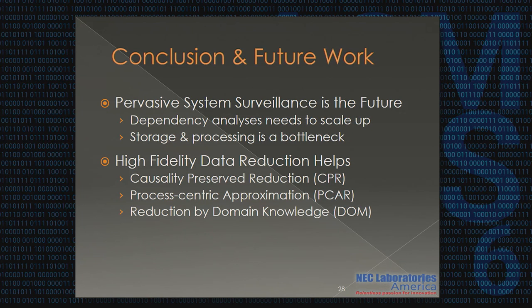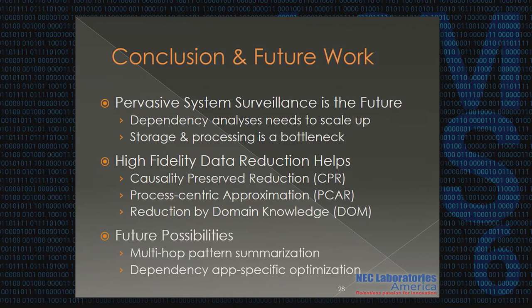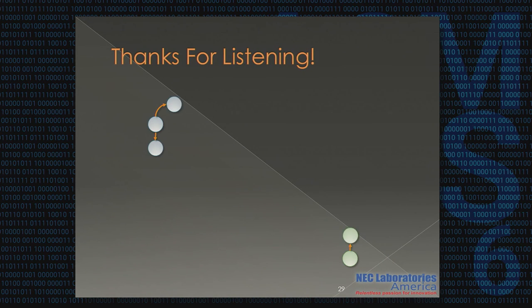And for future work, there is currently ongoing research in ESA labs, which not only looks at one-hop dependency, but potentially multi-hop pattern recognition and summarization in order to further reduce data volume. And further, different dependency analyses require different characteristics of data. So it's also possible that we can specialize our reduction techniques against certain dependency apps and achieve much more optimized reduction. And with that, it concludes my talk, and I welcome questions.